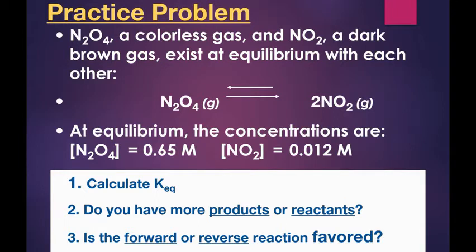Let's go ahead and look at this practice problem. This practice problem is talking about N2O4. Dinitrogen tetraoxide is a colorless gas and nitrogen dioxide is a dark brown gas. They exist at equilibrium with each other. At equilibrium, the concentrations are going to be N2O4 is 0.65 molar and NO2 is 0.012 molar. So what I'd like for you to do is calculate the KEQ. You want to determine, do you have more products or more reactants? And is the forward reaction favored or the reverse reaction favored?